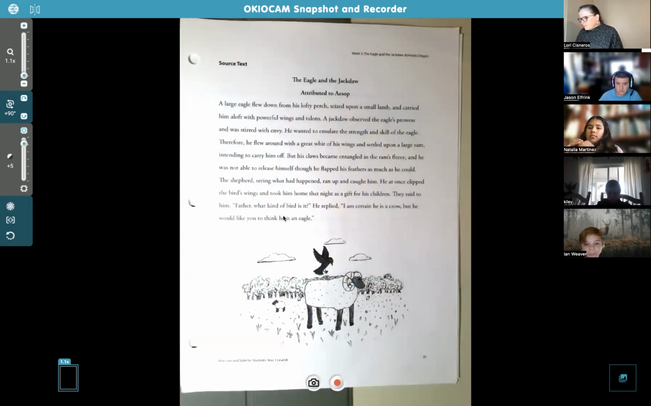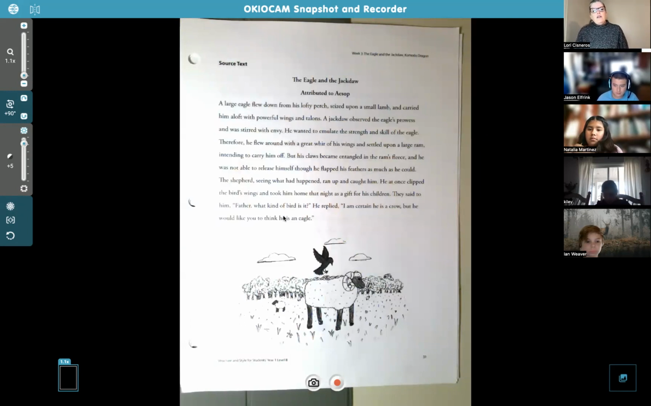A large eagle flew down from his lofty perch, seized upon a small lamb, and carried him aloft with powerful wings and talons. A jackdaw observed the eagle's prowess and was stirred with envy.